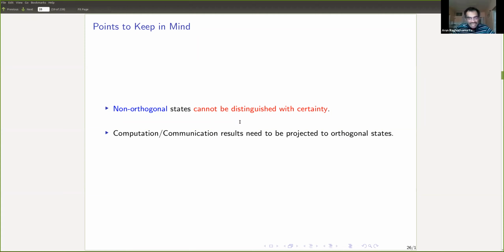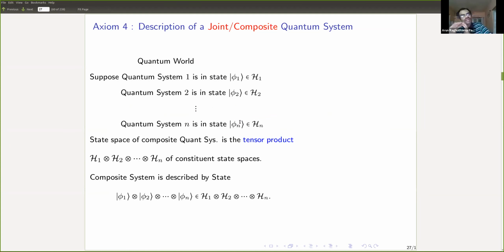I will state the axiom and then I will contrast it to the classical world so that you can understand the distinction. So axiom 4 talks about the description of a joint quantum system. Remember that I can talk about multiple registers, right? I don't need to talk about just one register. So what is the state of multiple registers? That is, multiple quantum states are clubbed together. How does it look like?